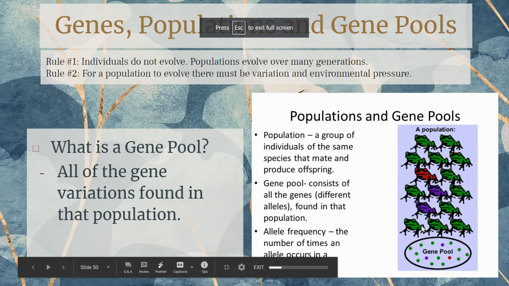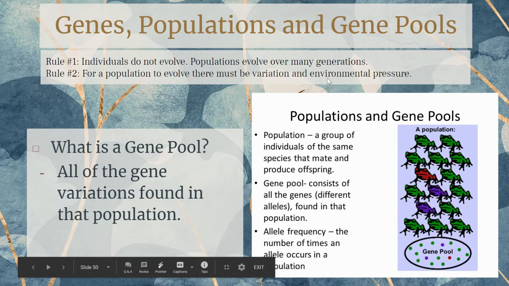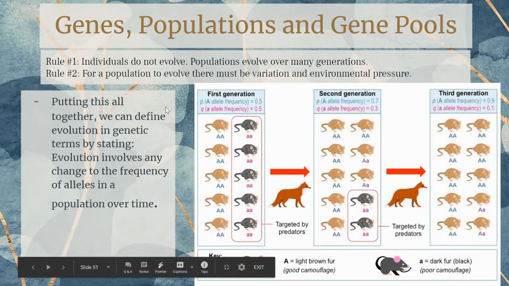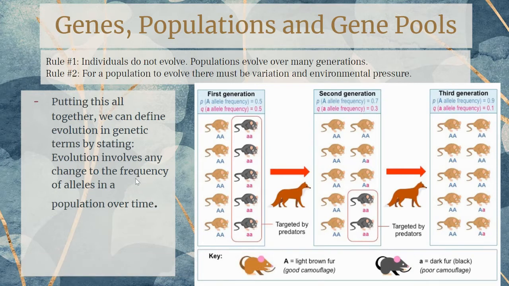So when we're studying evolution, we're trying to figure out if the gene pool is changing over time, if there's some sort of environmental pressure acting on a specific variation of that population. Is it making that population change over time? Putting this all together, we can define evolution in genetic terms by stating that evolution involves any change in the frequency of alleles in a population over time.